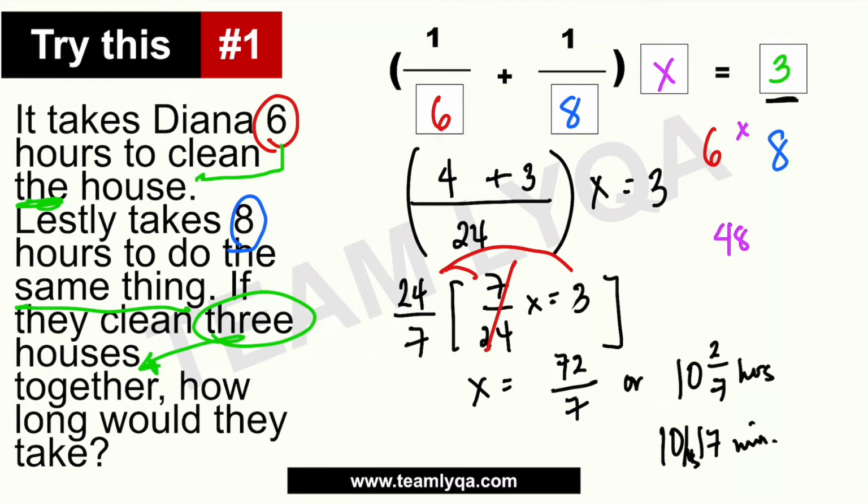Tapos, i-add natin sila. 48 over, this is 14. Okay? Or, kung paliliitin natin, this is 24 over 7. Okay, so 24 over 7 times 3, ito lang din ang lalabas, it's the same answer. Okay? So again, it's going to be the same, just don't forget to multiply it by the number of jobs.